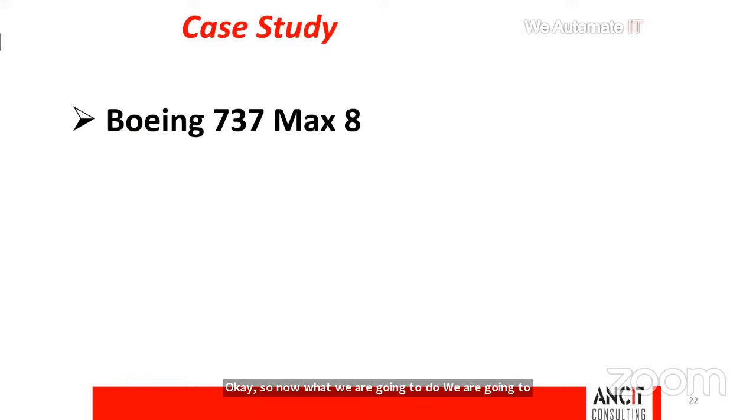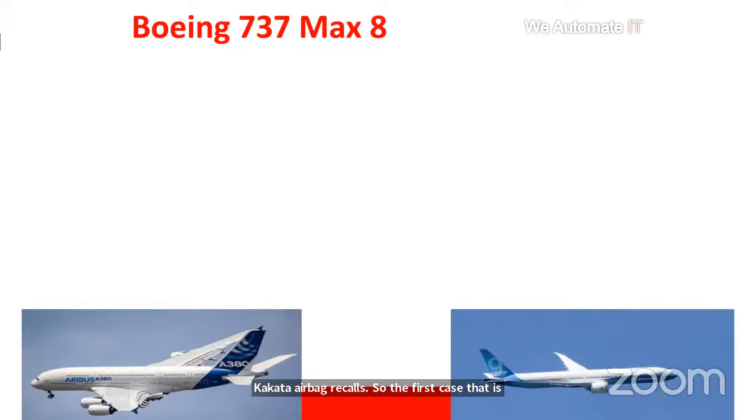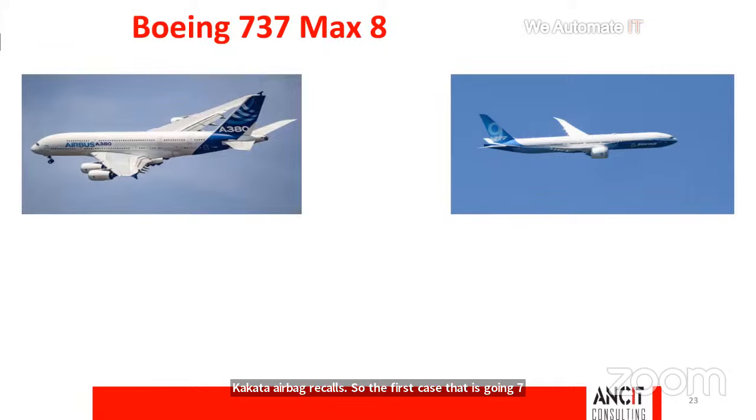Now we are going to discuss case studies. The first one is the Boeing 737 MAX 8, and the other case study is the Takata airbag recalls. So the first case study is the Boeing 737 MAX 8. In the airline industry, the two major competitors are Airbus and Boeing. These are the two major companies in the world manufacturing airplanes and providing them to countries.